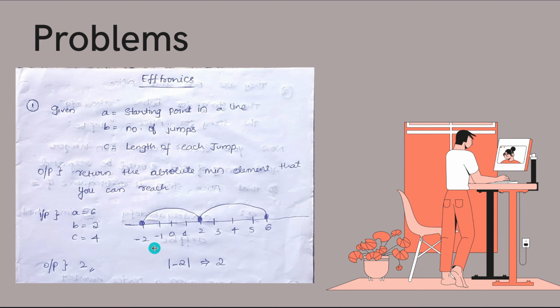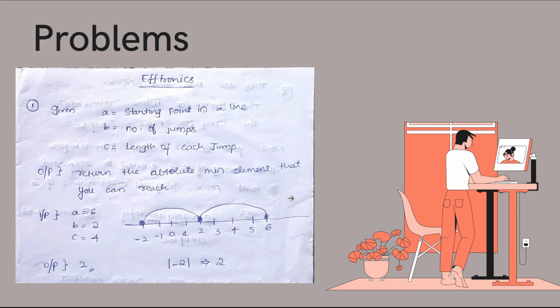Then I was left with -2, because the jump length is 4: 1, 2, 3, 4. Now I was left with -2 and they were asking for the absolute minimum element, so the absolute value of -2 is 2, so the output is 2. That is the first question. If you find the solution for this question in any language, Python, Java or any other, put it in the comment section so that everyone can see and learn it.